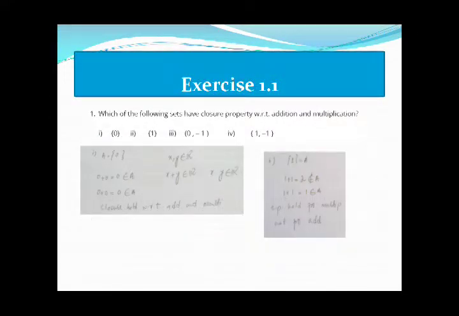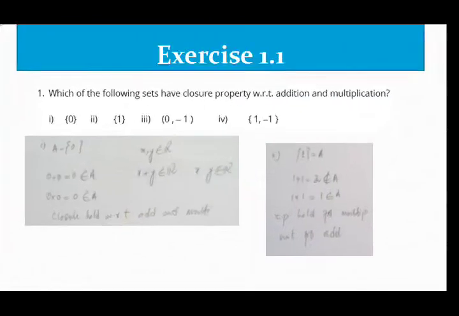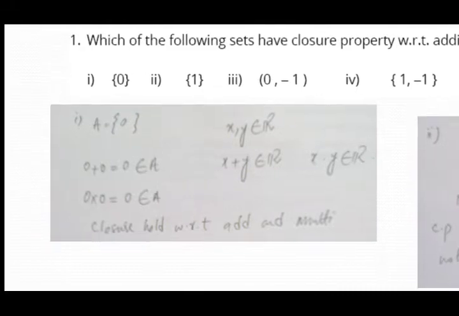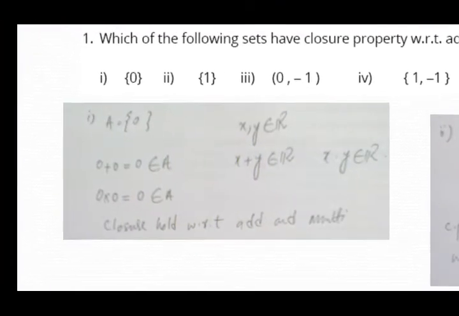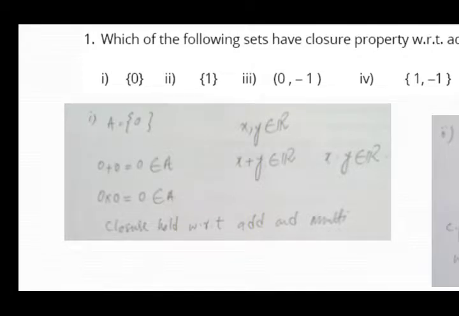Next, question number 1, similar to the last example. We have to satisfy the closure property with respect to addition and multiplication. In the first part, it contains only one element, 0. 0 plus 0 is equal to 0, which belongs to A. It means the closure property holds with respect to addition. 0 multiplied by 0 is also equal to 0. It means the closure property holds with respect to addition and multiplication.